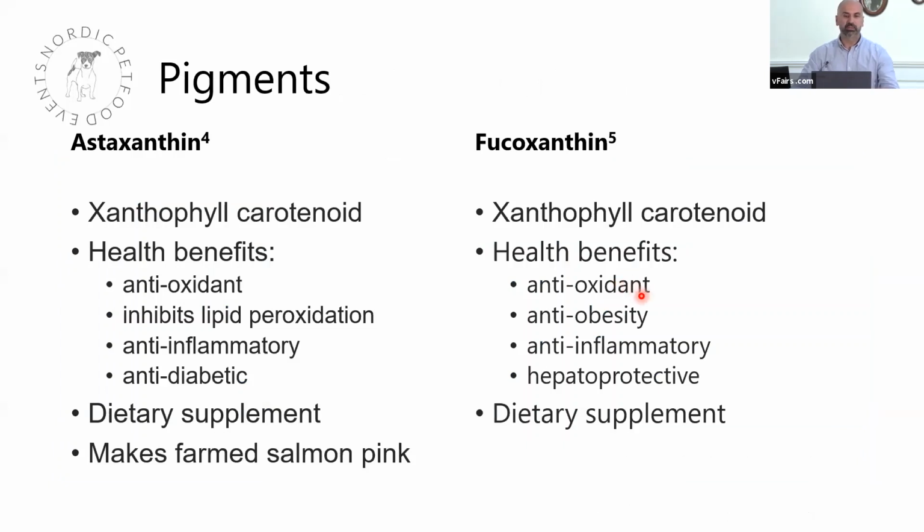So pigments, we can mention astaxanthin and fucoxanthin. These are xanthophyll carotenoids. Xanthophyll just means that they are carotenoids that contain oxygen. Health benefits related to astaxanthin, for example, antioxidant, inhibits lipid peroxidation, anti-inflammatory, anti-diabetic. It's sold as a dietary supplement. But for example, here in Norway, it's used to make farm salmon pink.